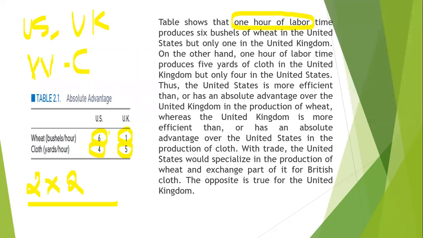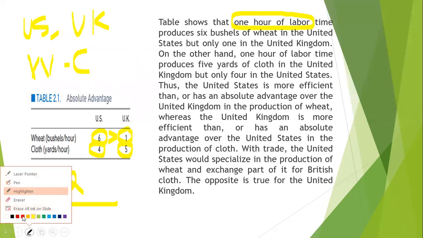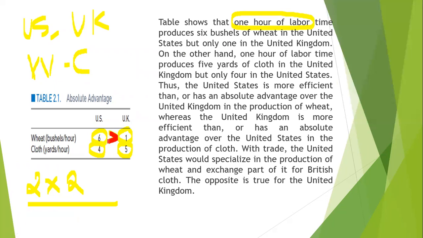So see here, in US, wheat production is high compared to the UK. And in UK, cloth production is high compared to US. So 1 hour of labor produces 6 units of wheat in US, but 1 unit in UK. Therefore, you can say that US has an absolute advantage in the production of wheat. Because in US, 1 hour of labor produces just 4 units of cloth. So in the case of the UK, 1 hour of labor produces 5 units of cloth, but 1 unit of wheat.